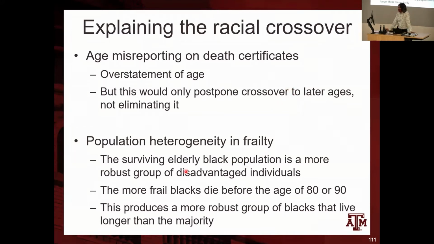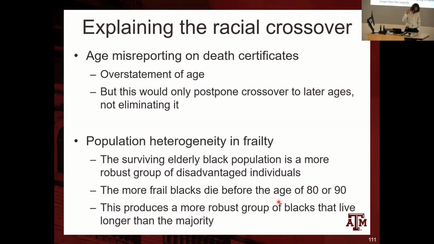heterogeneity in frailty. Maybe the surviving elderly Black population is a more robust group among the disadvantaged individuals. Overall, the African American population, for historical factors, has lower socioeconomic status, lower levels of educational attainment, and higher levels of segregation, usually in more disadvantaged neighborhoods. And that affects this whole population. And maybe those surviving to really old ages are a selected group among this more disadvantaged group of individuals. Maybe the more frail Blacks die before the age of 80 or 90.